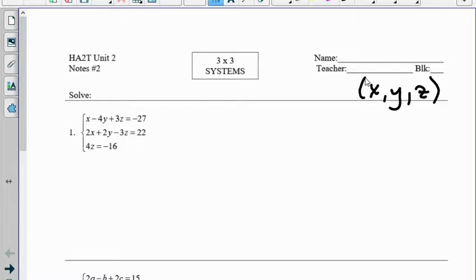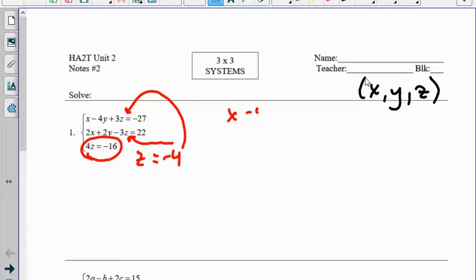The first one, they're giving us a gift because for z equals negative 16, that basically enables us to solve for z right away. So z equals negative 4. Once I do that, I can then substitute negative 4 in everywhere else there's a z and solve things. So notice I have x minus 4y plus 12 equals negative 27, and 2x plus 2y plus 12. Oh, I'm sorry, the first one should be a minus 12.